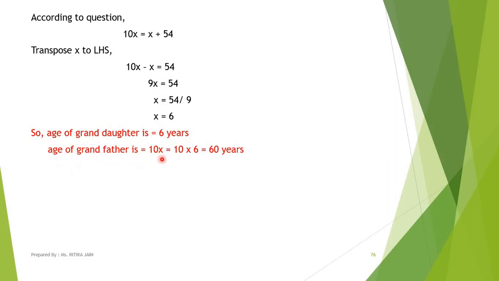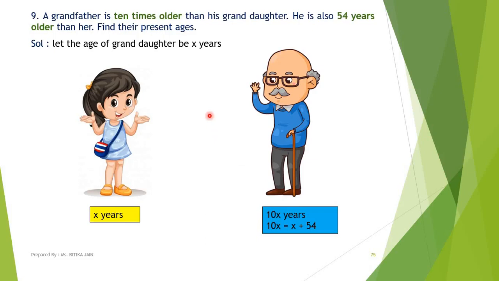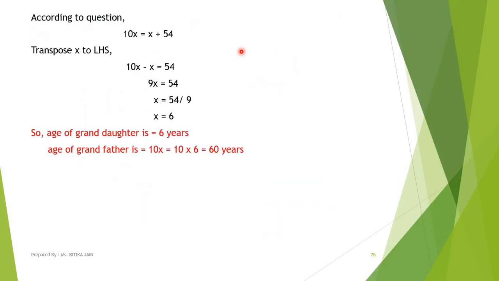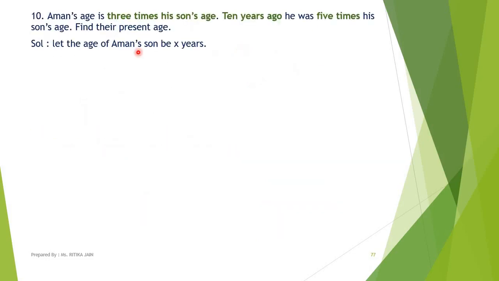So put the value of x here. 10 into 6, it will give you 60. Okay. So children, in these types of age-based questions, you have to dig out the relationships which are given in the question. Okay. Now let's move to the last question of this exercise.